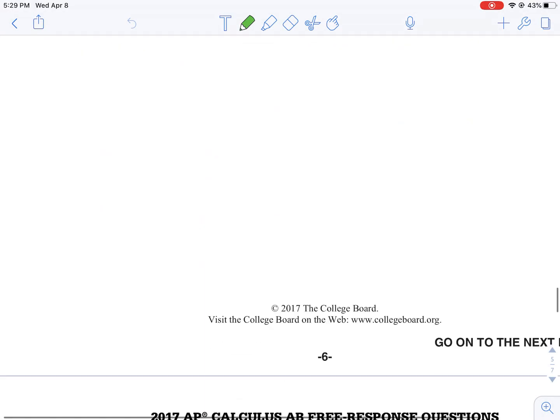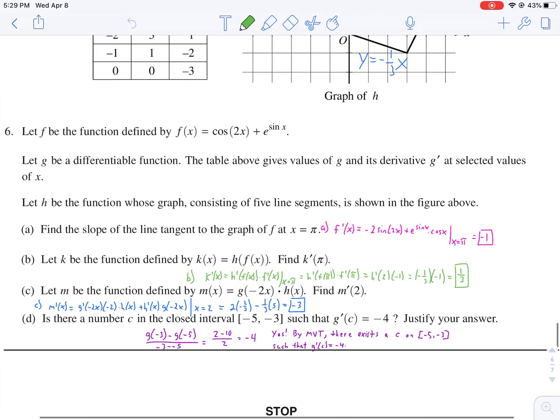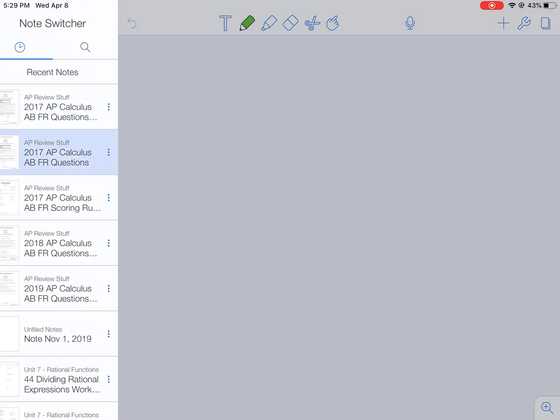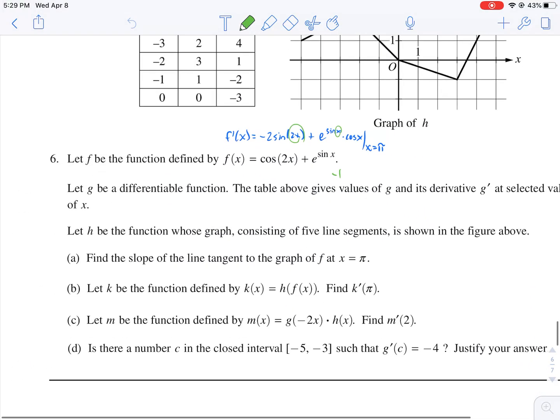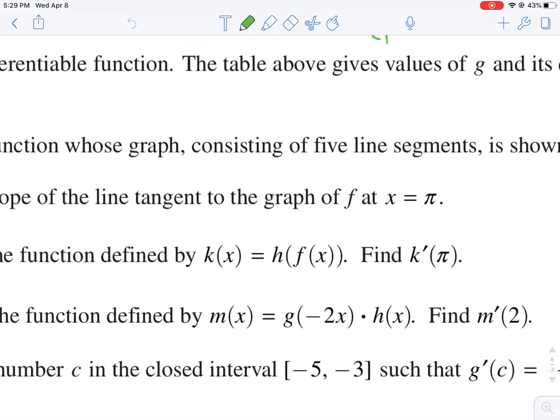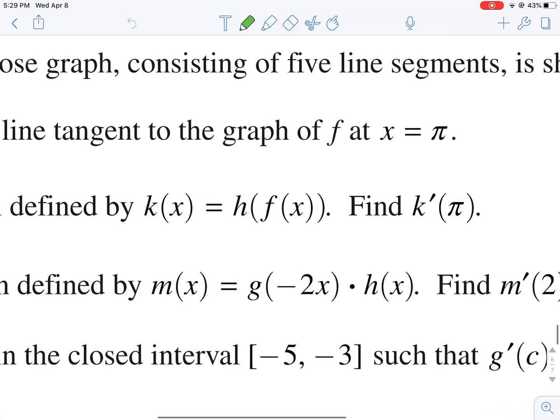Okay, handwritten key here. So there it is. Pretty much showed the same thing. On B, let k be this function and find k prime of pi. So now we got to do k prime.